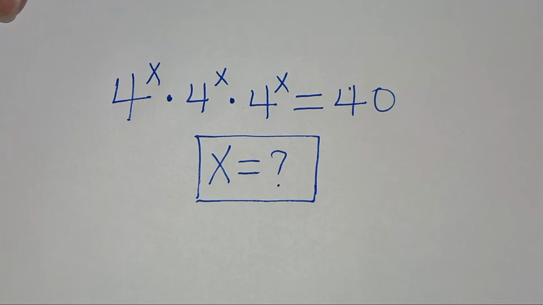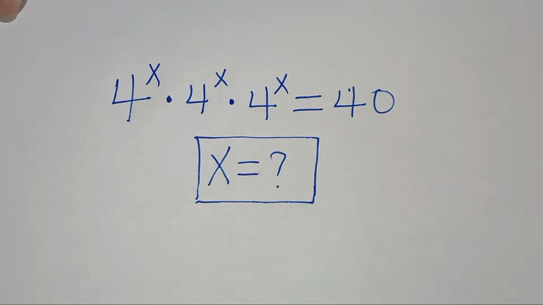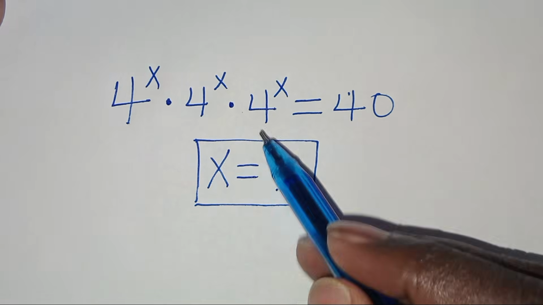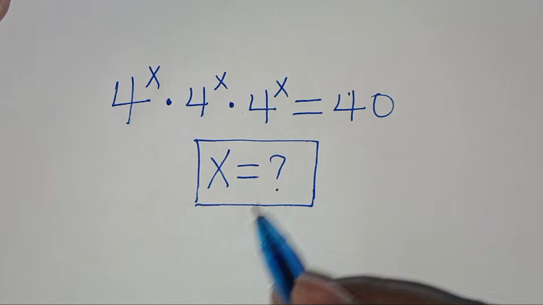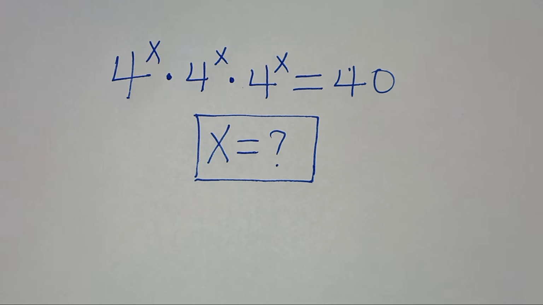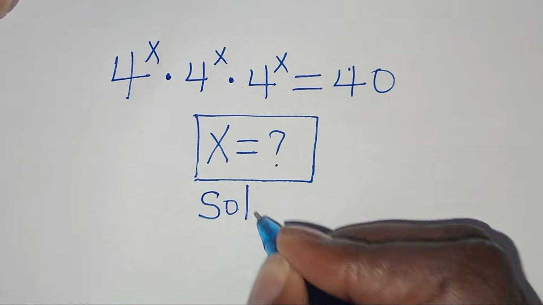Hello everyone, you're welcome to solve this nice exponential equation, which is 4 to the power of x times 4 to the power of x times 4 to the power of x. This is equal to 40. So this is the value of x. Now let's provide a solution from here.